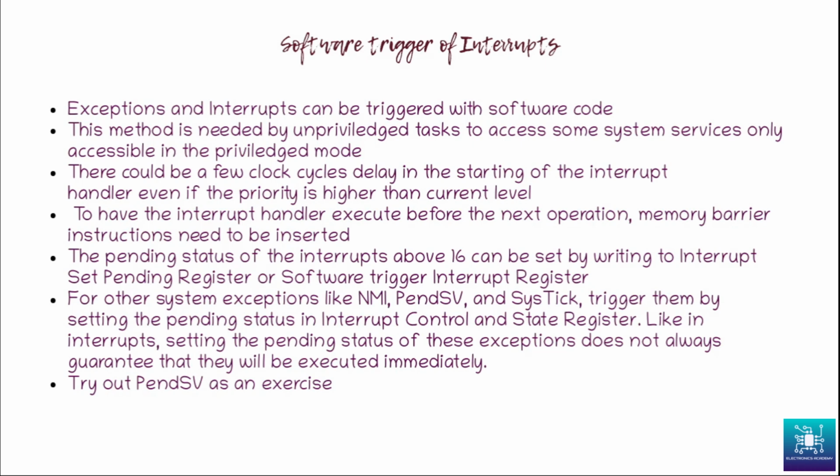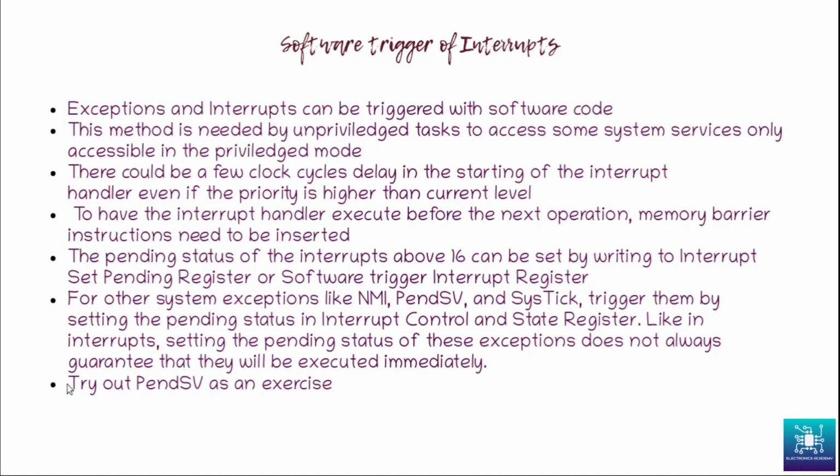Now, the pending status of the interrupts above 16 can be set by writing to the interrupt set pending register or the software triggered interrupt register. Above 16 would mean 16 and above, so 16 and 16 plus. For other system exceptions like NMI, PendSV, SysTick, we trigger them by setting the pending status in the interrupt control and state register. Like in interrupts, setting the pending status of these exceptions does not always guarantee that they will be executed immediately. So even for system exceptions, it does not guarantee that it is going to be executed immediately. There could be some delays.